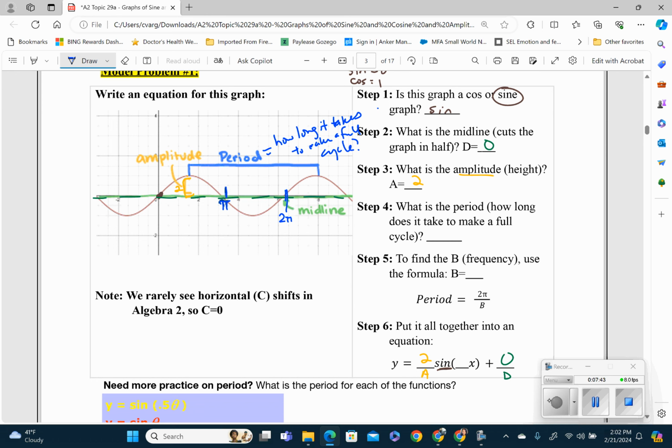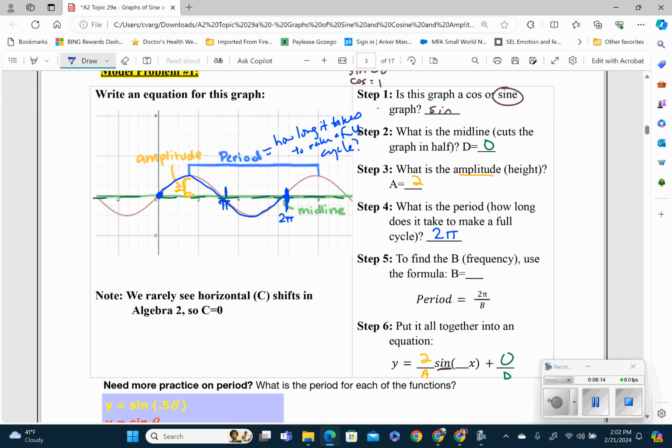All right. So I want to know how much it is to make a full cycle. So let's take a look and see what that is, right? So this is where my graph starts. It starts at 0. I want to see how long it takes to make a full cycle. So remember what a full cycle is. Goes up, comes down, goes down negative, and comes back up, right? So this looks like it ends at 2 pi. So the period is going to be 2 pi.